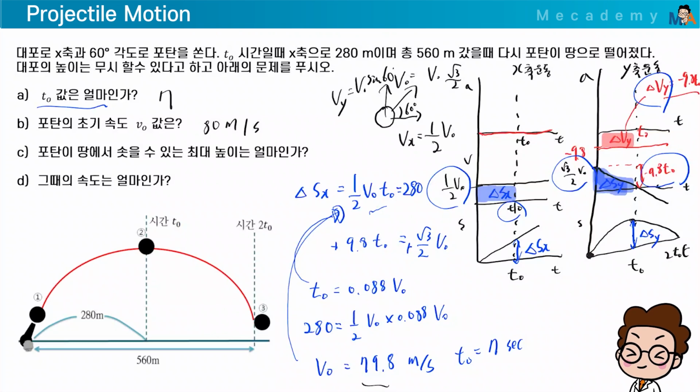Then the maximum height? When writing the height of the projectile, it's the maximum height. Then it's this area, right? They're asking to find delta Sy, then we can find delta Sy like this. Delta Sy is 1/2. I'll just put v0 value as 80. 1/2 times 80 times square root of 3 over 2 times 7 seconds, right? Then I'll calculate it quickly. So what did delta Sy come out to be? The result is about 242 meters.